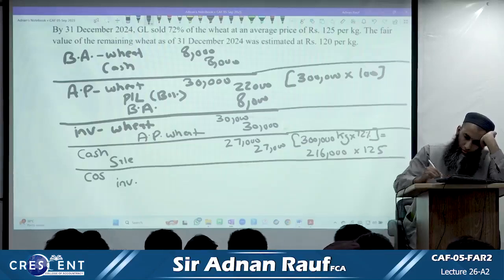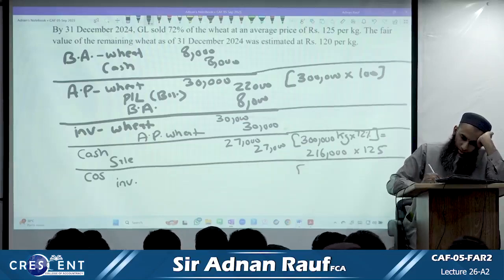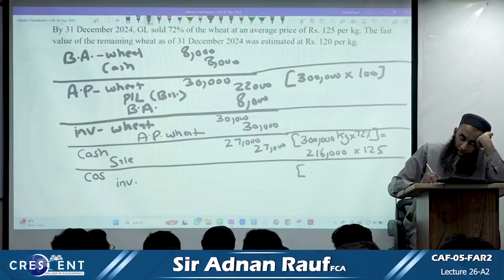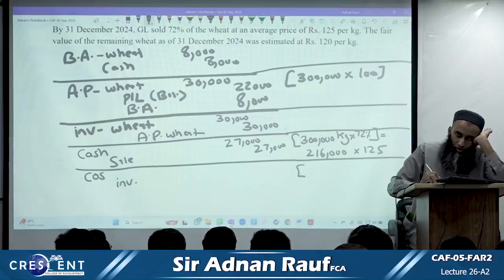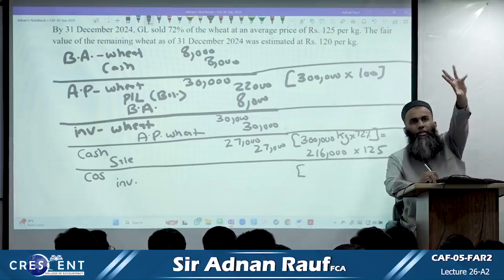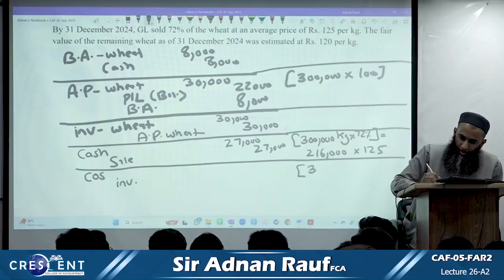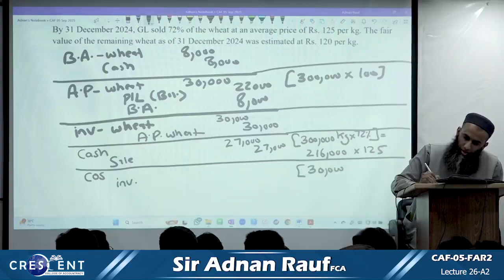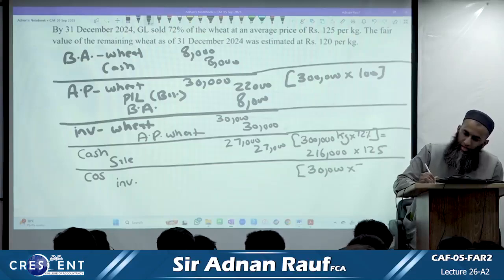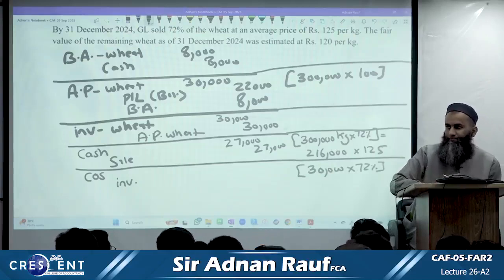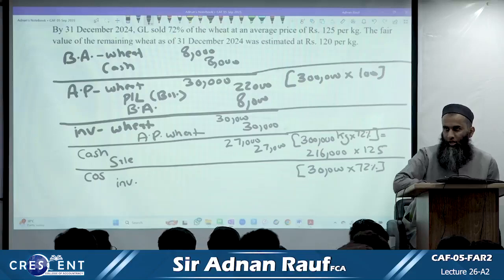Yes, with which entry will you make it? Tell me all the amounts. The amount with which the inventory was debited will be credited with the same amount. At what is the inventory lying? At 30 million. How much percent of 30 million is gone? 72%. Let me tell you one more way.